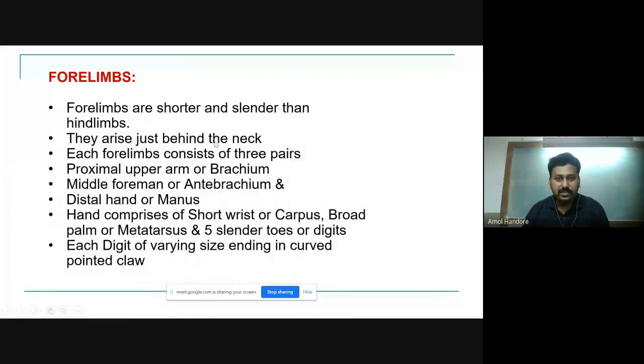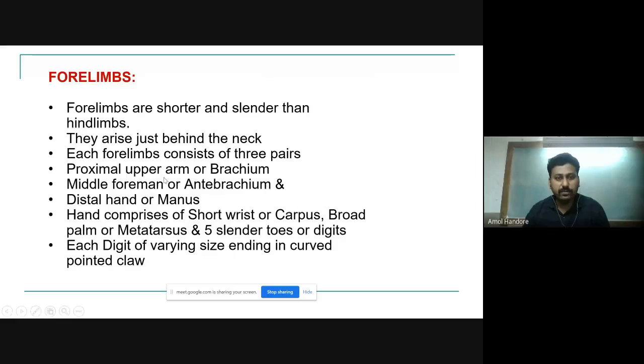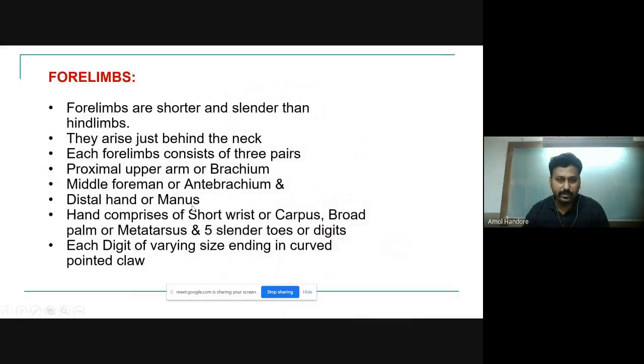They arise just behind the neck. So where the neck ends, from that point you have the development of these forelimbs. The proximal upper part is called the brachium. Then you have the second part of the forelimb called the antebrachium. Then you have this palm region, which is also called the hand, or manus.